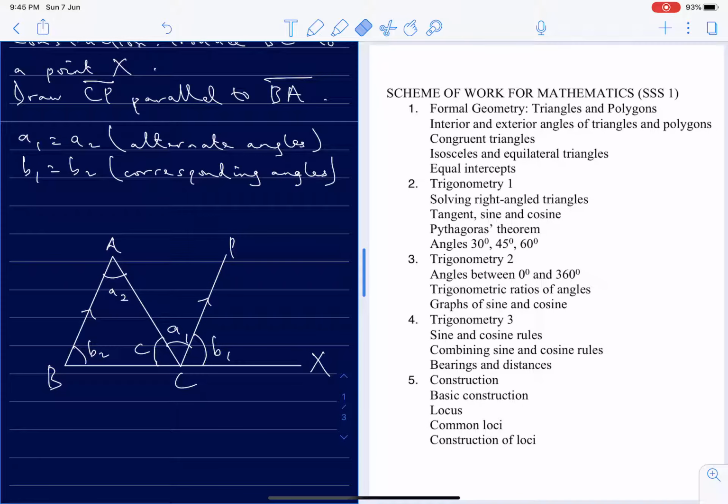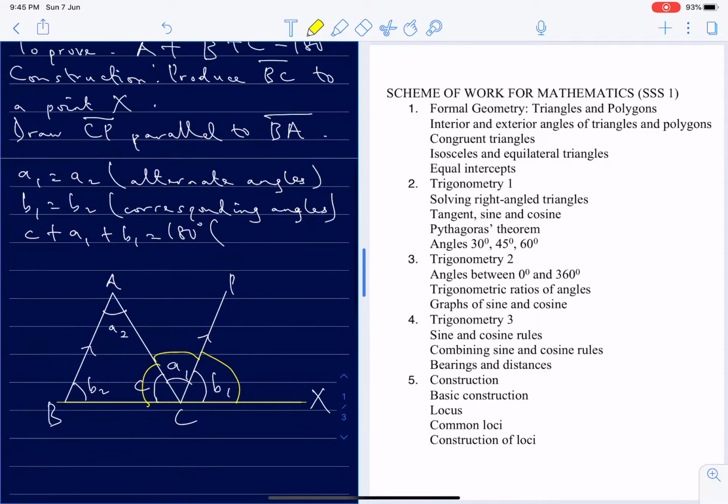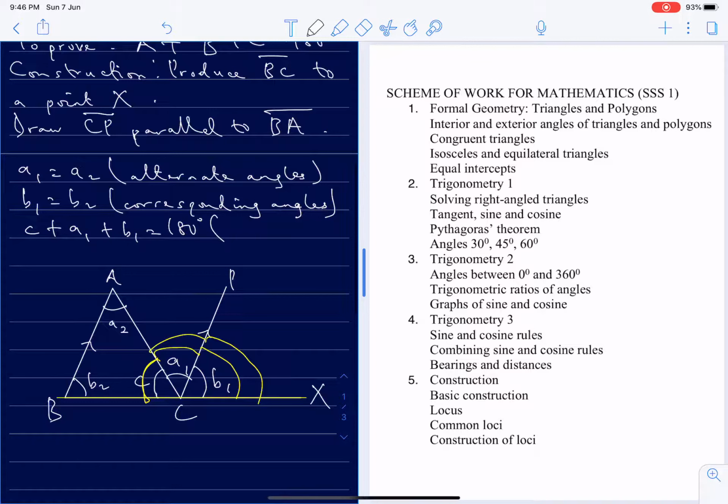Now we know that angle C plus A1 plus B1 is equal to 180 degrees. The reason for that is because they are all angles on a straight line, the straight line BCX. And we all know that the sum of angles on a straight line is 180 degrees. So if you add C, A1, B1, you're going to get 180 degrees. Angles on a straight line.